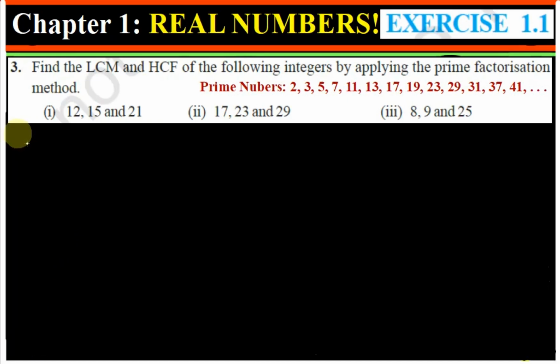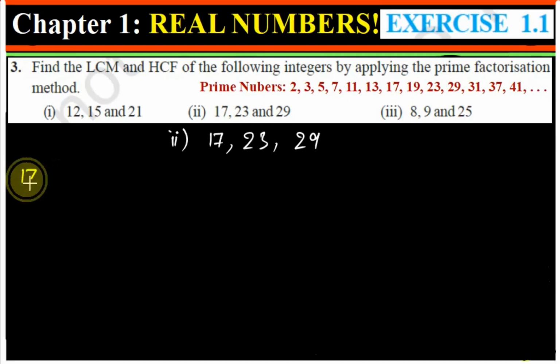Did you try it? Okay, let's see. The second part of this question has 17, 23 and 29. If you see here, 17 is a prime number, so we cannot further factorize it. 17 will remain 17, and 23 is also a prime number. 29 is also a prime number. So all these three numbers are prime numbers, and we cannot write them further in the form of prime factors.